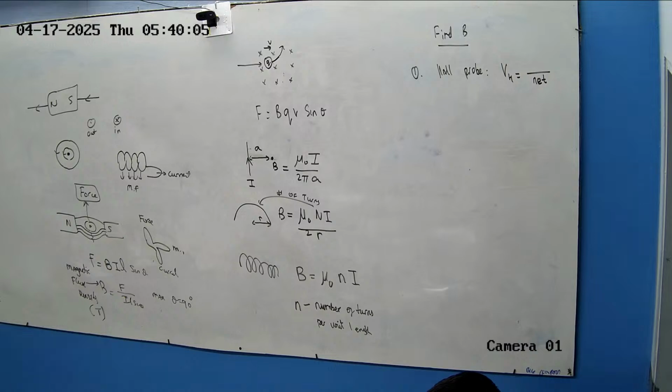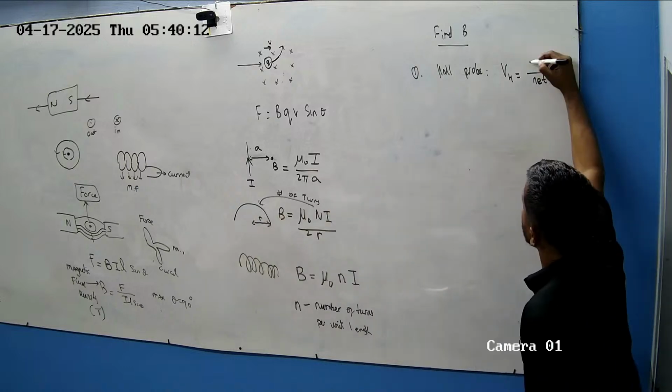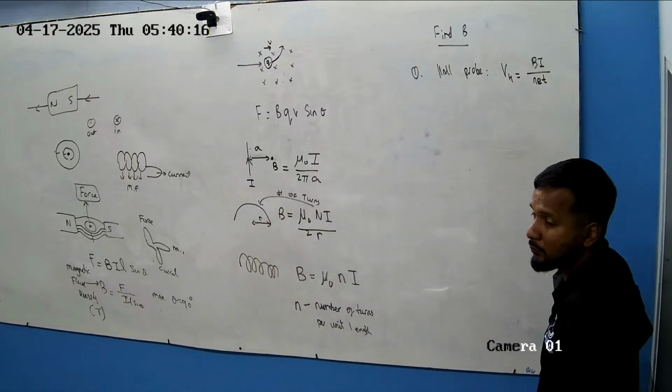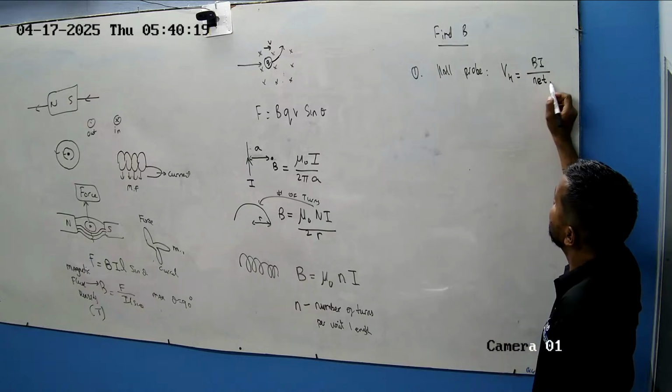The Hall PD is BI over net. So it's BI over net, not just something. No, net.